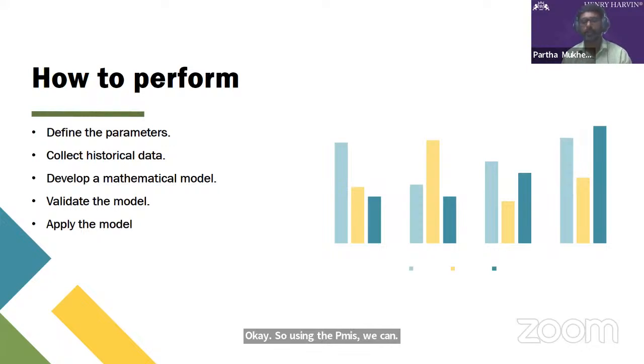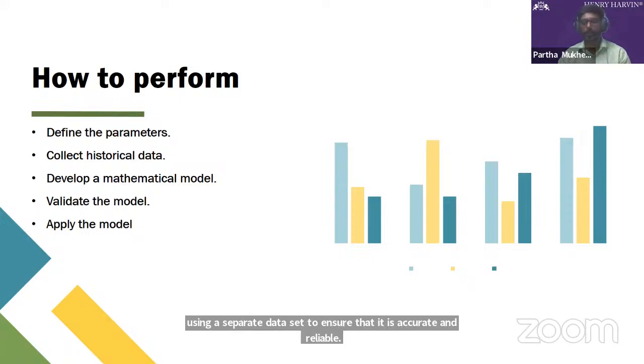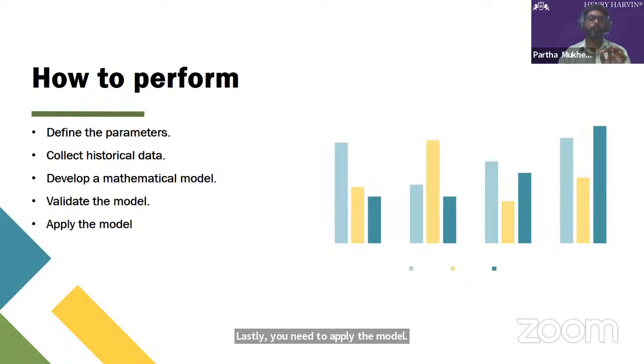Still, as a project manager, you need the help of SMEs who are used to doing this kind of job. Then comes validating the model. You need to test the model using a separate data set to ensure that it is accurate and reliable. Lastly, you need to apply the model. Means you need to use the validated model to estimate the cost and the duration of the new project by inputting the values of the parameters. So this is how we can perform parametric estimation.